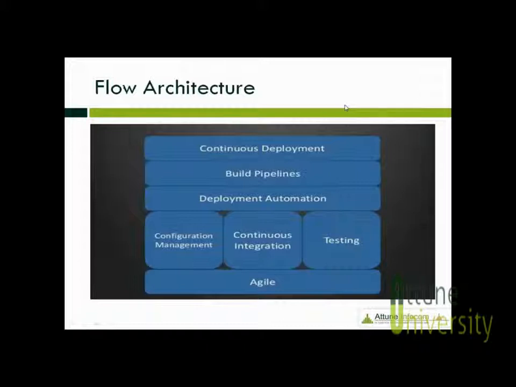Next, this is the flow architecture. For continuous deployment, the first step is the build pipeline. The third is deployment automation. Apart from deployment automation, there are three things: testing, integration, and management. The lower block is agile things. It should be agile, and it all should be tested, integrated, and well managed. Then we can directly jump into automated deployment, then start the deployment pipelines, the build pipeline. After the release phase, we are done with continuous deployment. So this is the basic flow architecture for continuous delivery.